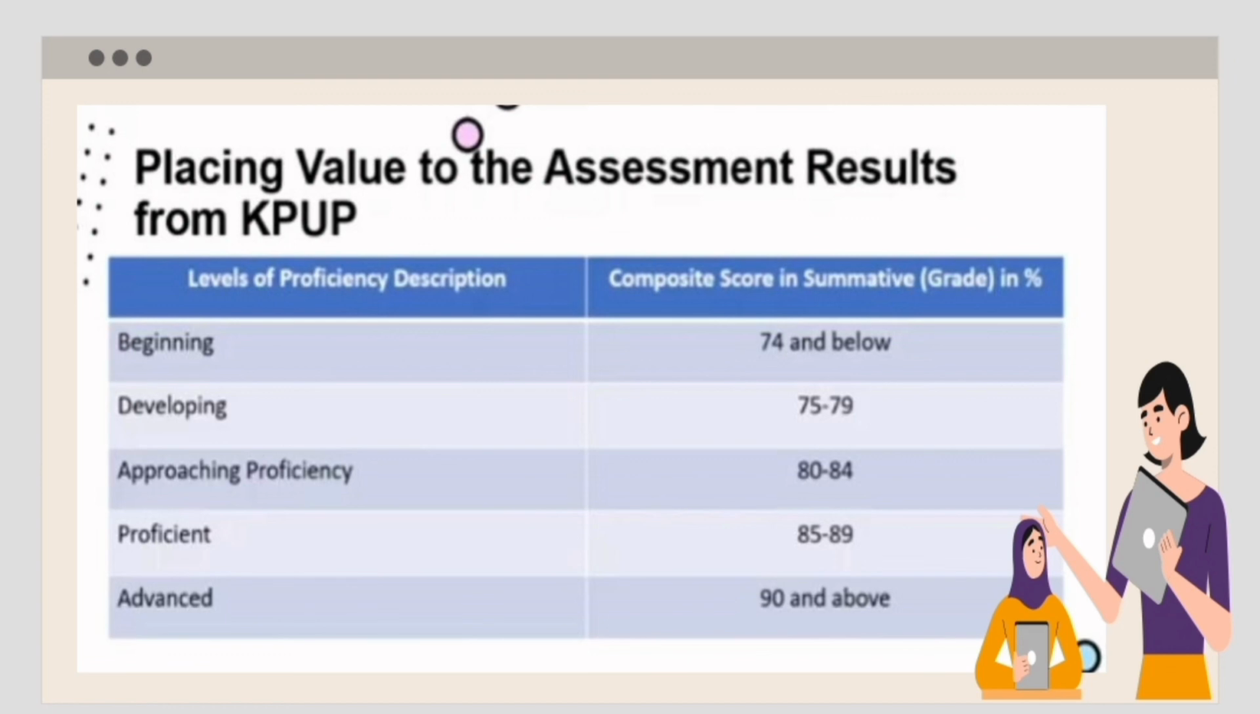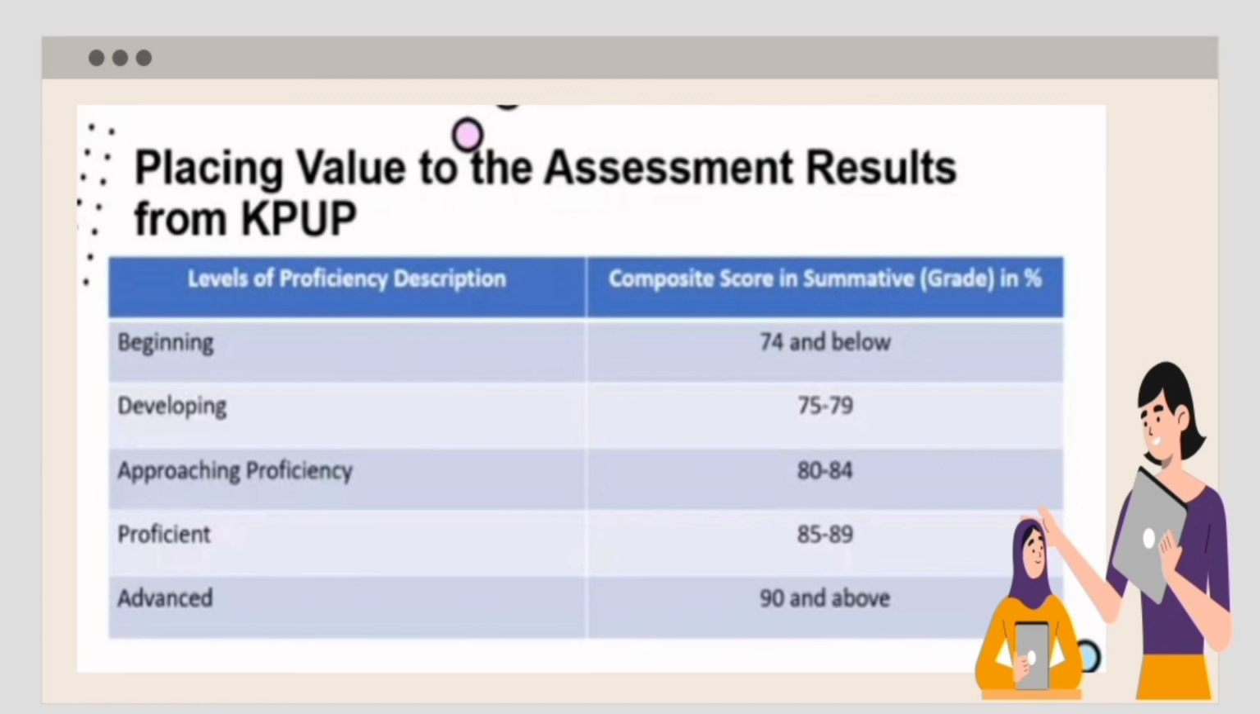So the interval scale of the computed 4-level learning outcomes is given level of proficiency descriptions. This interpretation is used for all the learning areas or subjects in basic education. The table shows the different levels of proficiency description and corresponding composite scores in summative grades in percentage.